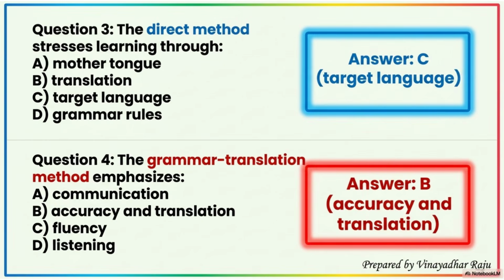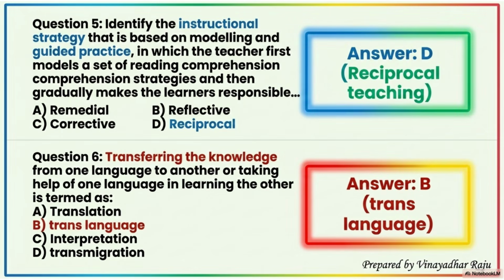Question 3. The direct method stresses learning through the target language. Answer C. Question 4. GTM emphasizes accuracy and translation. Answer B. Question 5. A strategy based on modeling and gradual responsibility is reciprocal teaching. Answer D. Question 6. Using one language to help learn another is called translanguaging. Answer B.